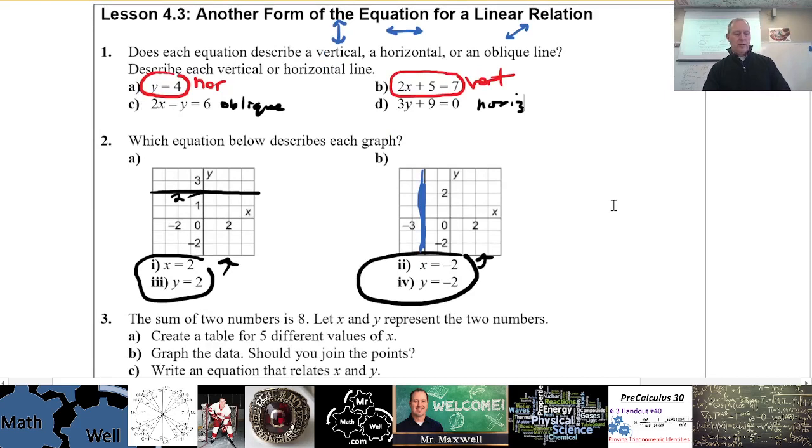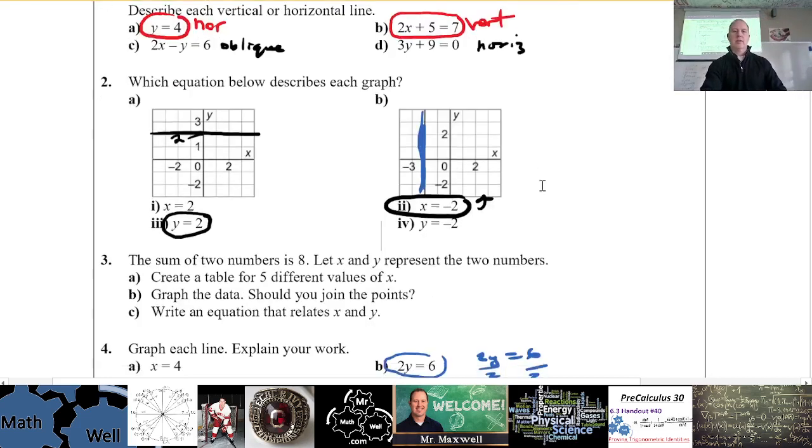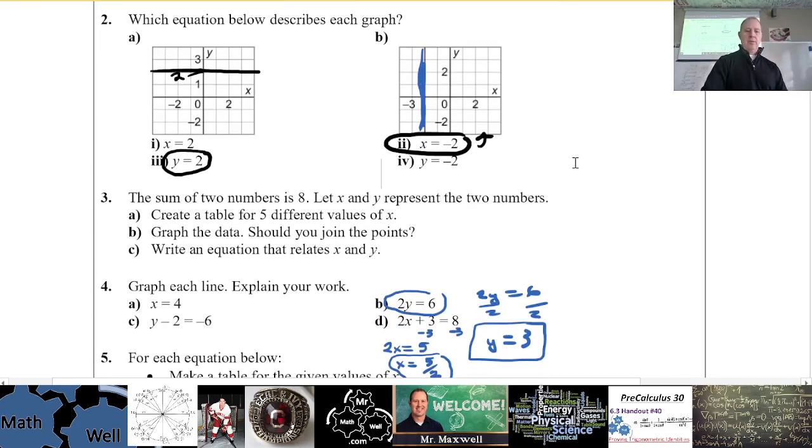Okay, number 2. Which equation describes this horizontal line? Well, the horizontal line has to be y. It does go through positive 2, so for A, it's this one right there. For B, this is a vertical line, so it has to go through x equals -2, so that's this one. Stop me if you have any questions, but I'll just keep firing through here.